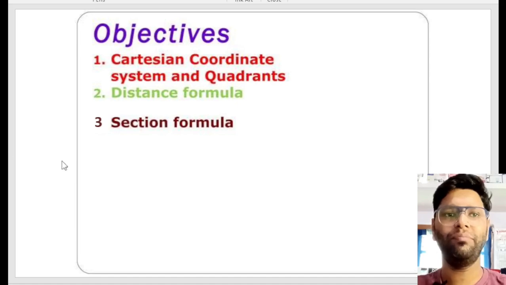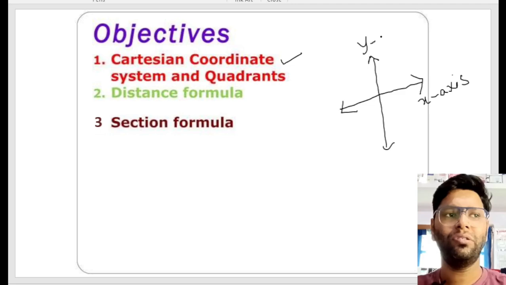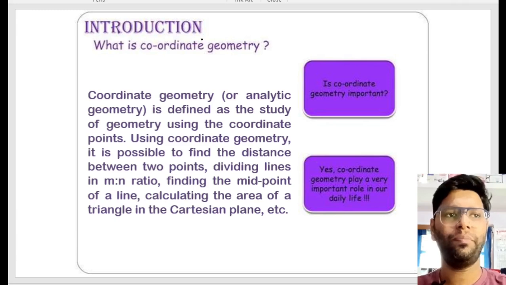So let us proceed. What we are going to see in this chapter today: the first topic itself is Cartesian coordinates. We know that coordinate geometry exists on the xy plane, right? So this is the x axis, and the other one is the y axis. So what are Cartesian coordinates, what are quadrants? That we are going to see in this chapter, followed by the distance formula and then the section formula.